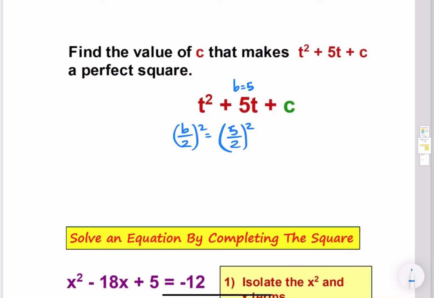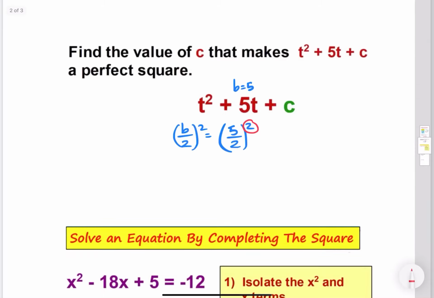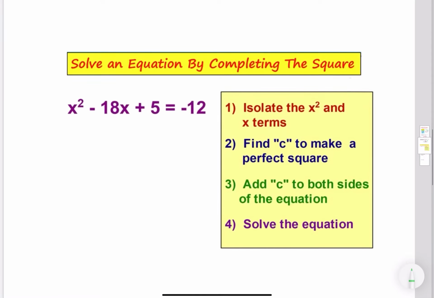So in order to square my fraction, I'm going to take that little 2 and I'm going to square the 5 and I'm going to square that 2. Well, 5 squared is 25 and 2 squared is 4. So c is going to be 25 over 4. And typically, we'll leave it in fraction form. So let's go ahead and take what we've learned and apply it to solving equations.